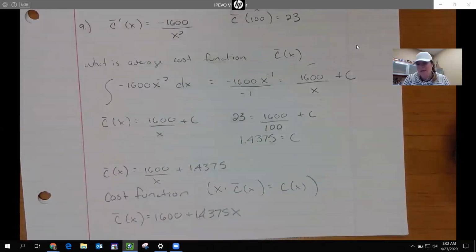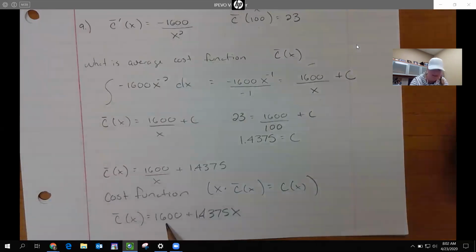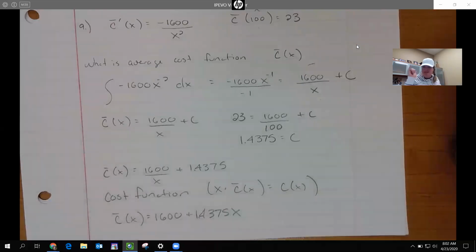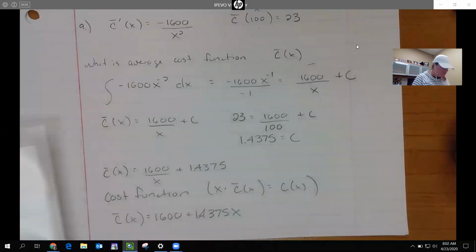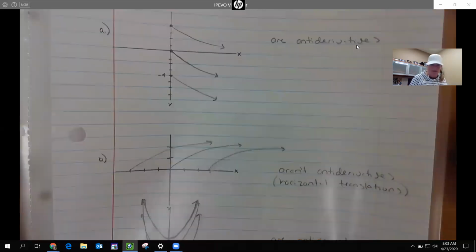All right, so we can use that as well. And our fixed cost would be 1,600. Our variable cost, or our slope, is 1.4375. All right, so those are the examples. There are still more problems. I'm going to show you this real quick. There are still more examples in the book as well that I posted for you, and there's still the PowerPoint.